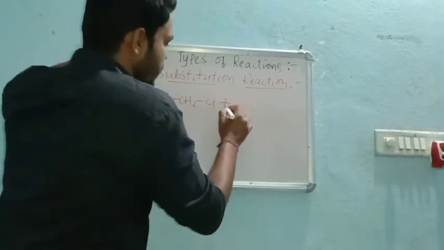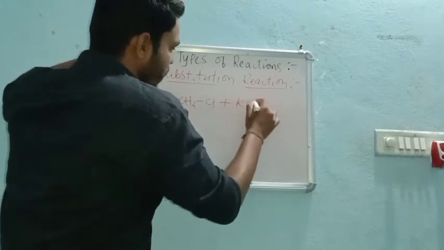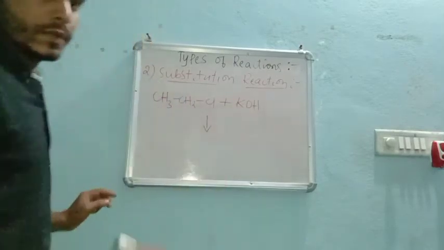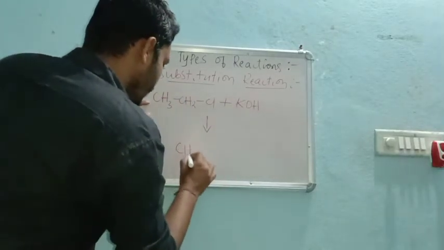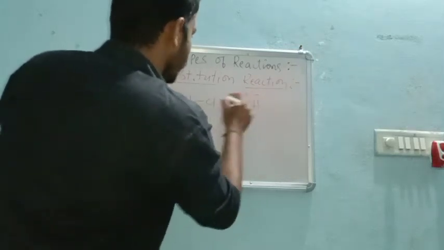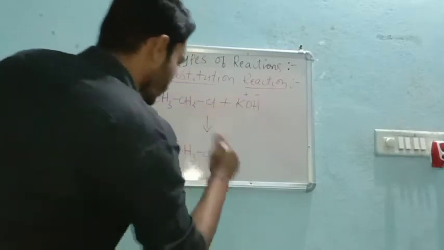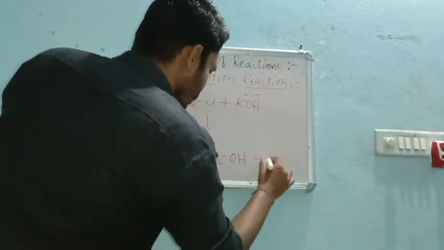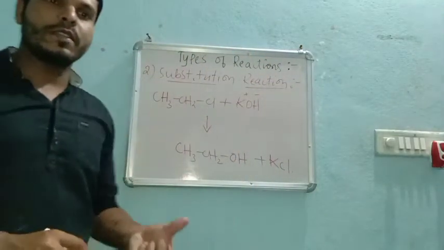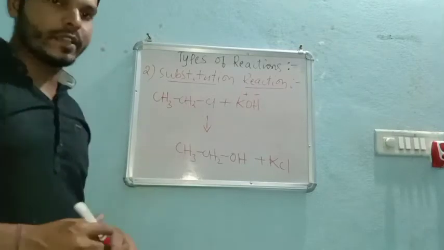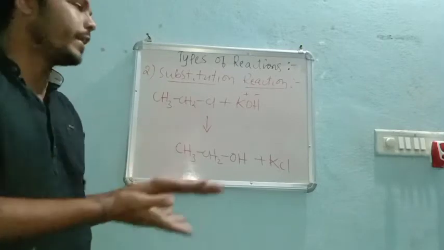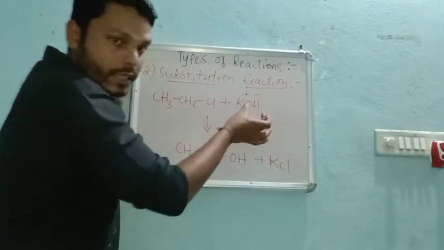Cl plus KOH. Upon reaction, CH3 CH2 OH plus KCl. According to the reaction, this is called a substitution reaction. See, here we are not adding or eliminating, we are just replacing.